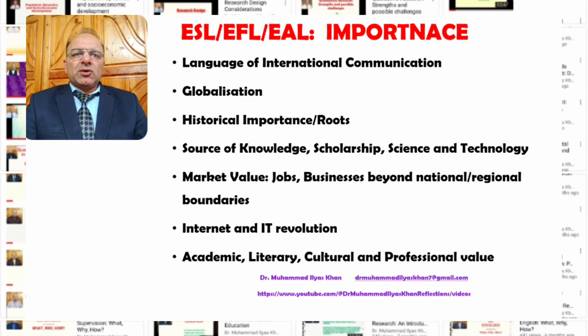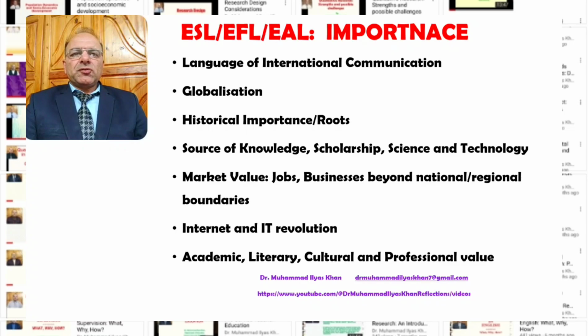Its literary role as well, because it's a store of international literature, in many cases original literature, in other cases literature that has been translated into this common lingua franca from different languages. Then the cultural and professional value that this language has.